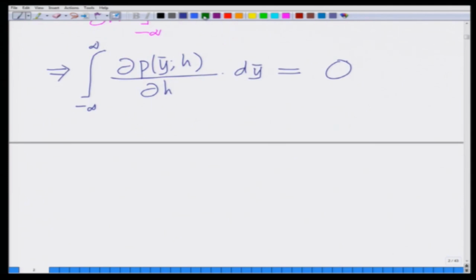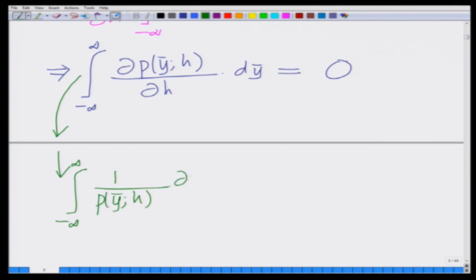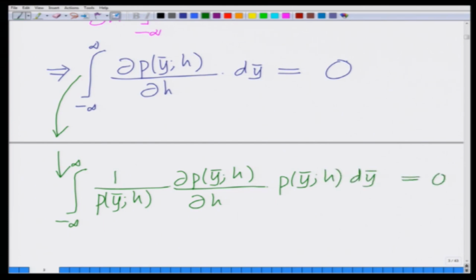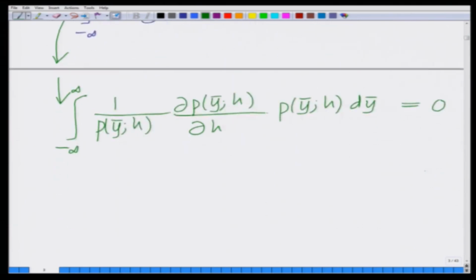And now, observe something, I can multiply and divide by this probability density function p y bar, parameterized by h. So, I am multiplying and dividing, and now multiplying by the probability density function of y bar parameterized by h, which is equal to 0. Now, if you observe this quantity, this quantity is nothing but the partial derivative of the log likelihood function.